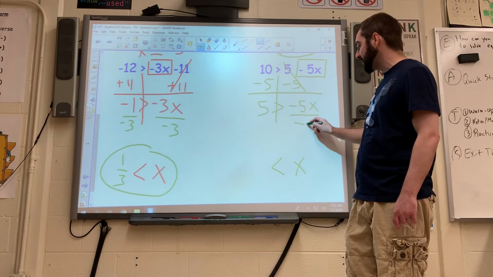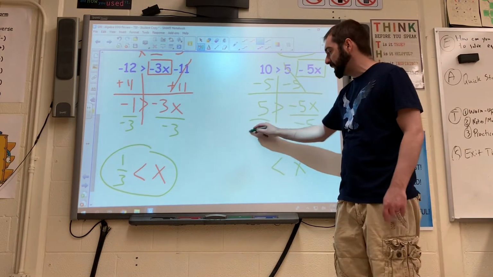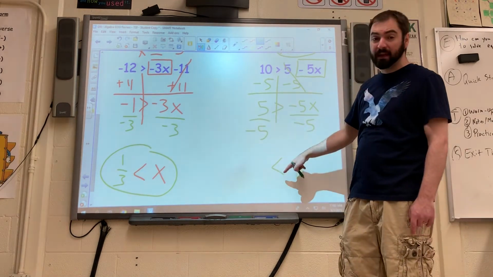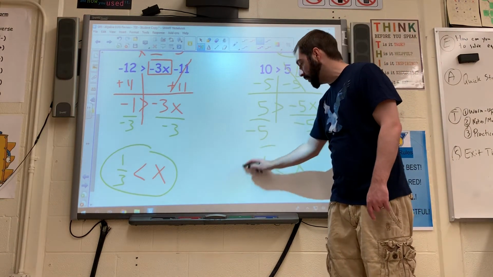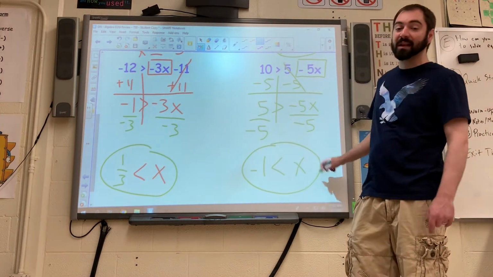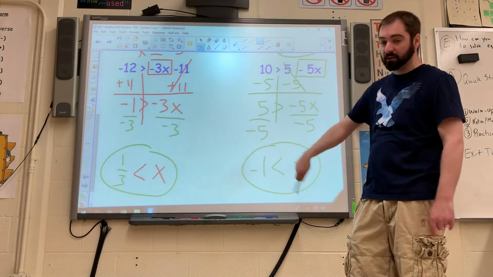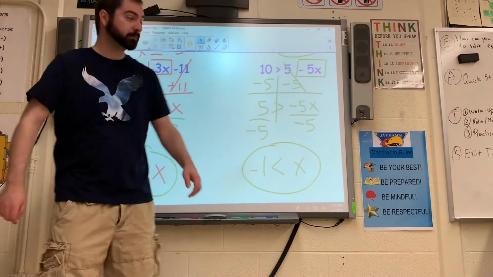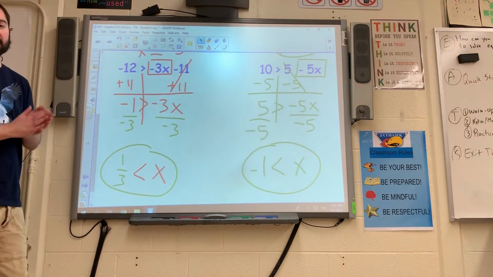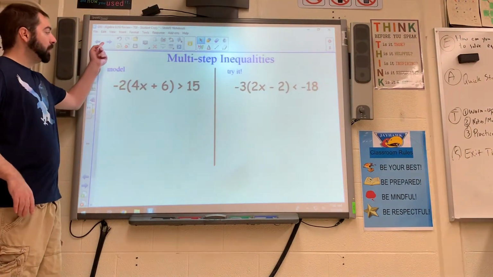Again, I'm going to divide each side by negative 5, and because I'm dividing by a negative, that's why my inequality sign flips. 5 divided by negative 5 is negative 1, and we can say that negative 1 is less than x, or again, x is greater than negative 1. No real need to flip it around in this case, though. Again, make sure you have all the correct answers on your sheet.